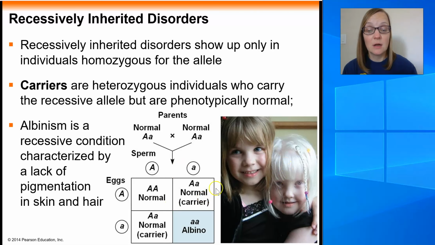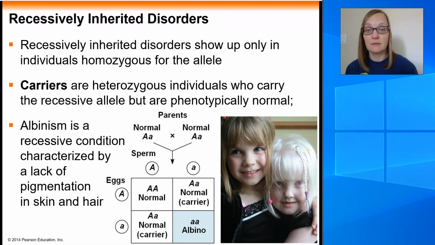The other sister could potentially be a homozygous dominant. She looks normal. She could carry two dominant alleles, or she could be what is called a carrier. She could be a heterozygote for this particular disease, meaning that she has one recessive allele, but she also has a dominant allele. And so because she has that one dominant allele, she doesn't show the phenotype of the disorder, but she does carry the recessive allele, which she could then pass on to her offspring as well.